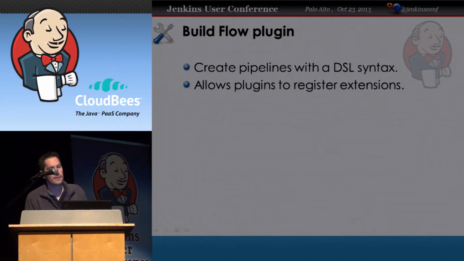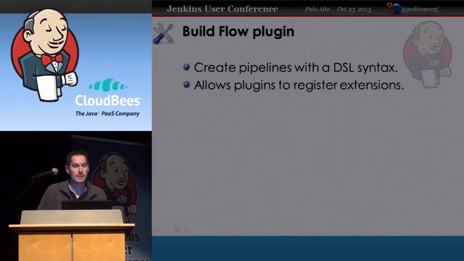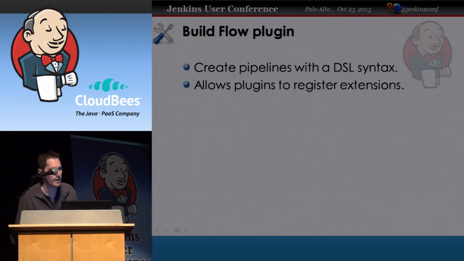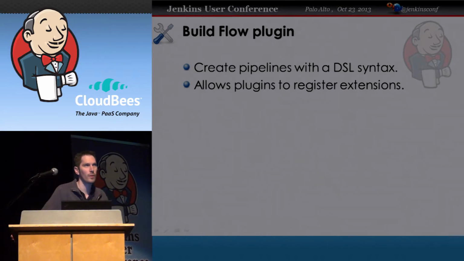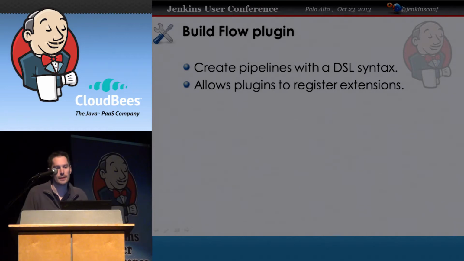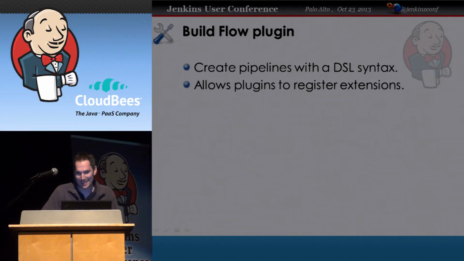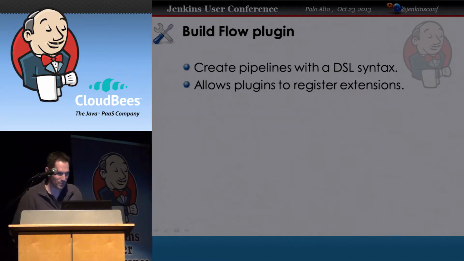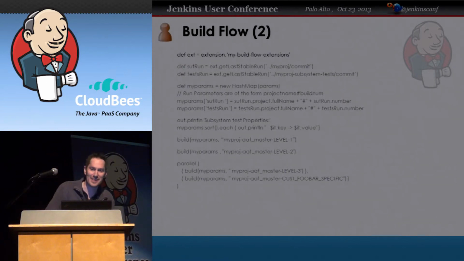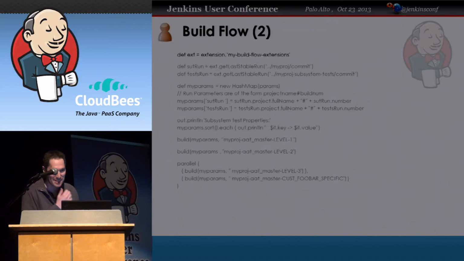So the solution to that is actually the Buildflow, which allows you to create pipelines with the DSL syntax, and it also allows you to register plugins as an extension. This is an open source plugin from CloudBees, and I will say we are using an unreleased version of the Buildflow plugin that I have made changes to. This is a snapshot version that we are running in production. It works, so I'm not worried that it's a snapshot. I'm more worried about the SSD disk failing.